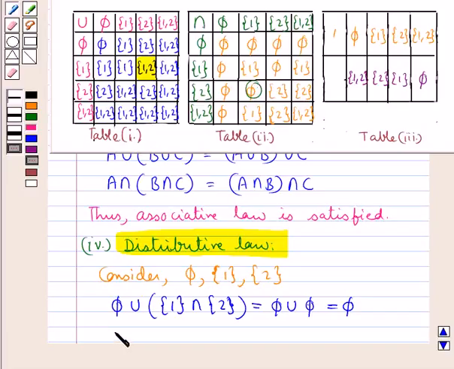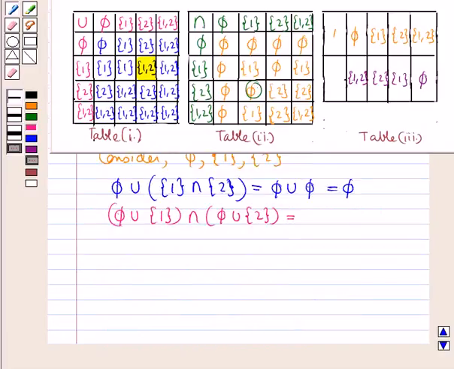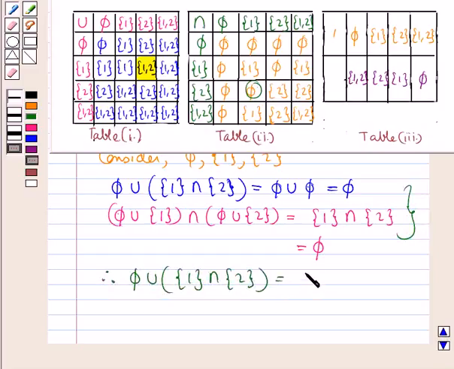Next we consider phi union singleton 1, the whole, intersection phi union singleton 2, the whole. Now from table 1, phi union singleton 1 is singleton 1. Now this intersection phi union singleton 2 is singleton 2. Now from table 2, singleton 1 intersection singleton 2 is phi. So this is equal to phi. Now as these two are equal, therefore we say that phi union singleton 1 intersection singleton 2, the whole, is equal to phi union singleton 1, the whole, intersection phi union singleton 2, the whole.